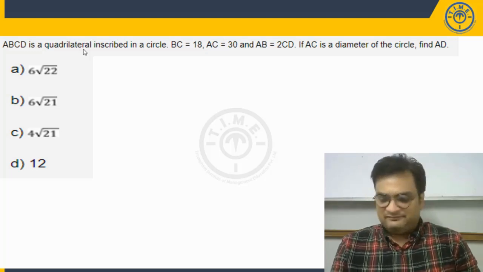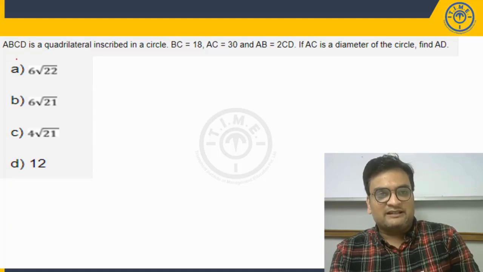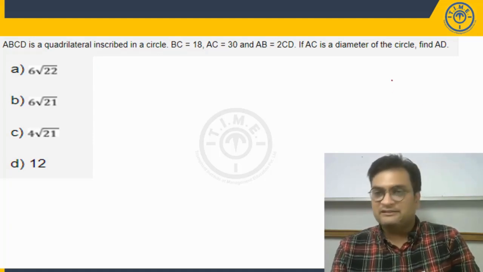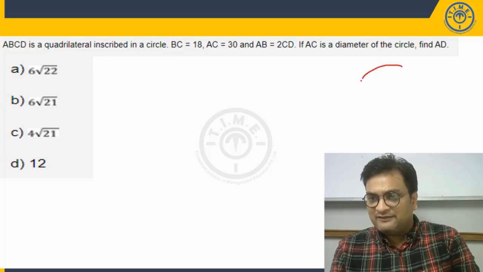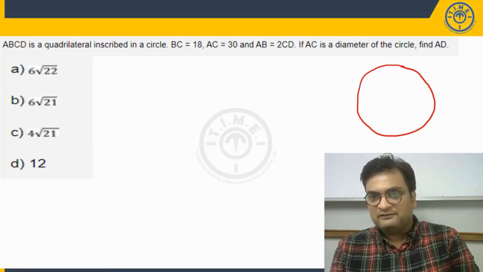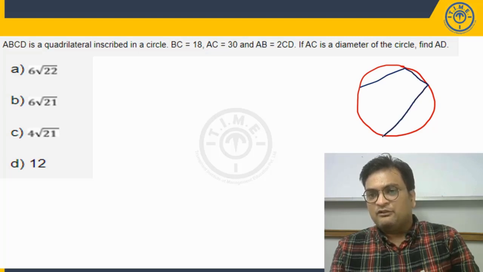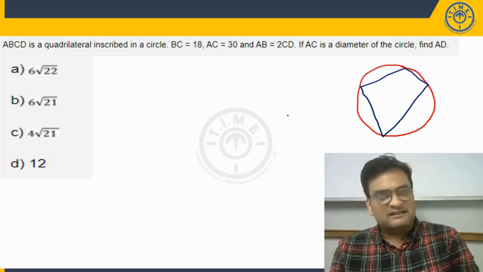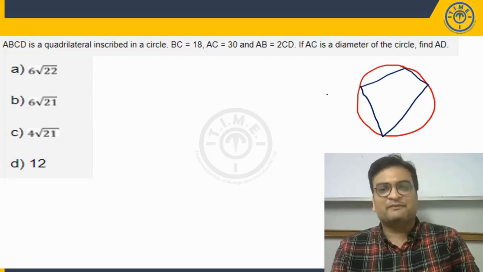So let's get started. The question says ABCD is a quadrilateral inscribed in a circle. What would that mean? I have a circle like this. Now in this circle we have a quadrilateral, let's say like this. Inscribed in a circle would mean the four vertices of the quadrilateral are on the circle.